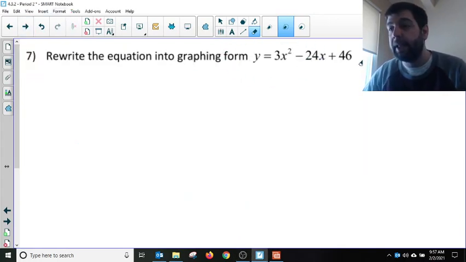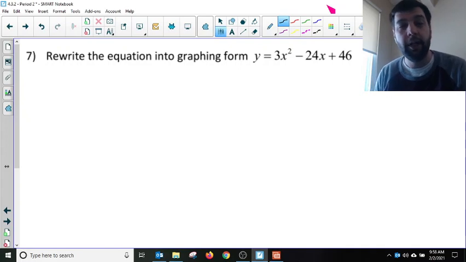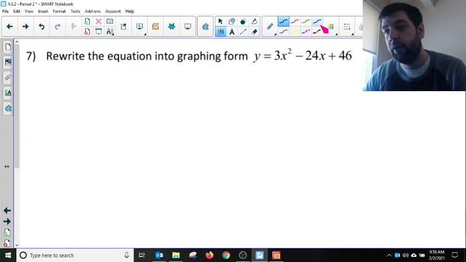Okay, so we had started this problem in class, rewrite the equation into graphing form. There are two different ways to do this problem. Okay, at least two that come up very easily. Since we're talking about completing the square right now, that's the method that we're going to use here. So first of all, one of the things I said in class, you cannot change y into 0 for a problem like this. We're not trying to find the x-intercepts. Okay, so we need to leave y there.